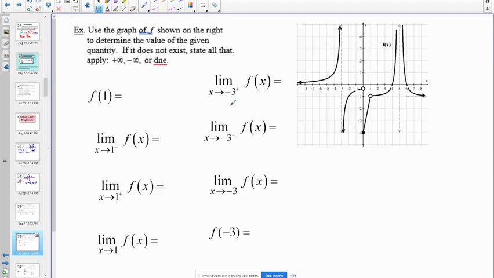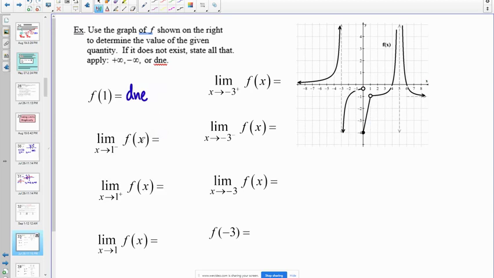Let's skip the last page and let's look at some more limits graphically. So if I had a graph like this, what is f of 1? I look at the x value at 1, and what is the y value? I can see that there is no y value. There's no dot anywhere. So this is D and E.